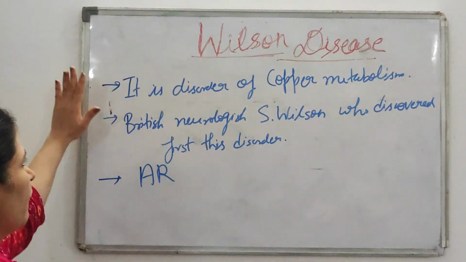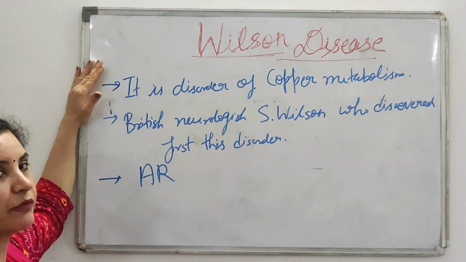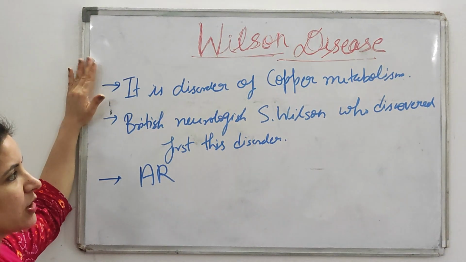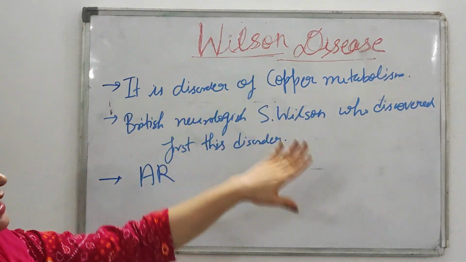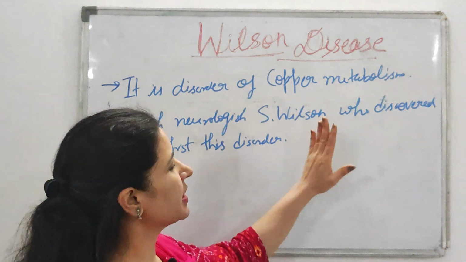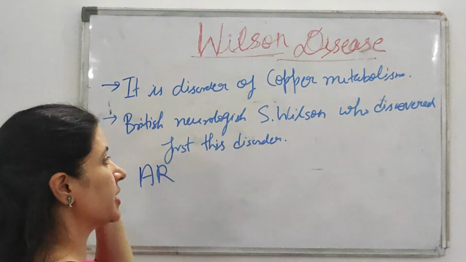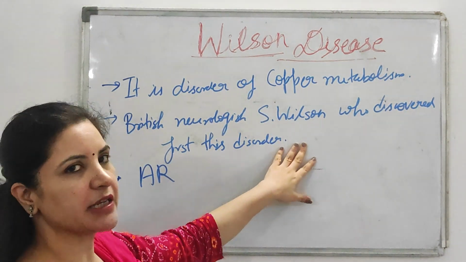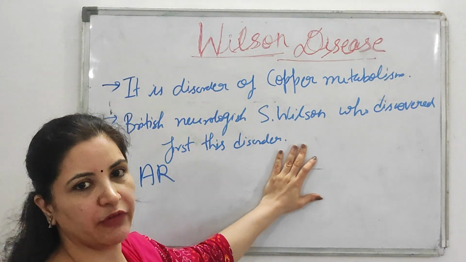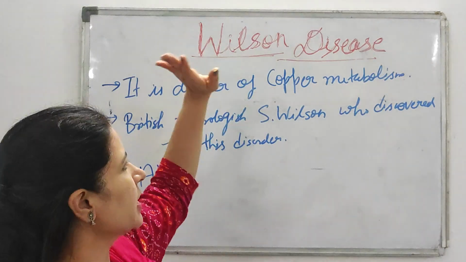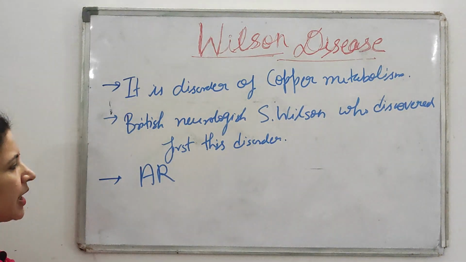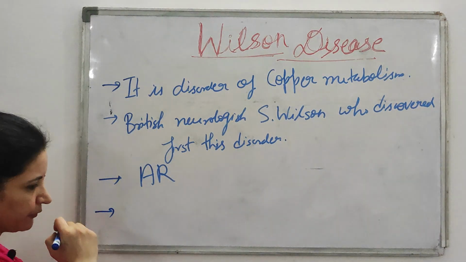So what is Wilson disease? It is a disorder of your copper metabolism. And the Wilson name is given after the discoverer. He was a British neurologist, S. Wilson. He discovered and reported the first case of Wilson disease, and after his name this disease is known as Wilson disease. And the pattern is that of autosomal recessive.